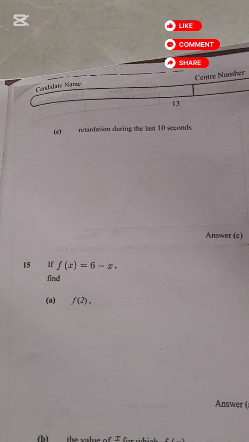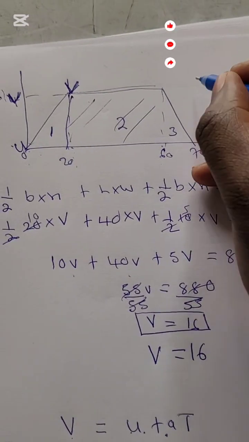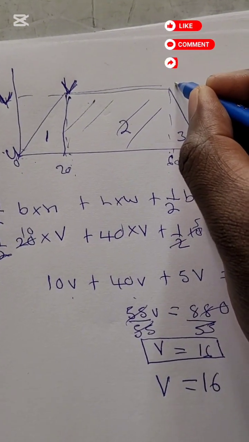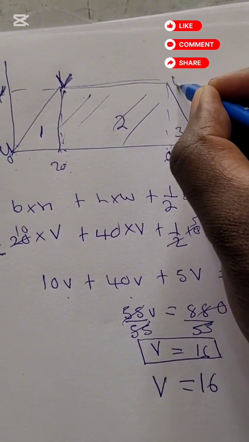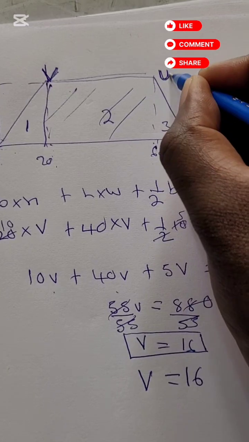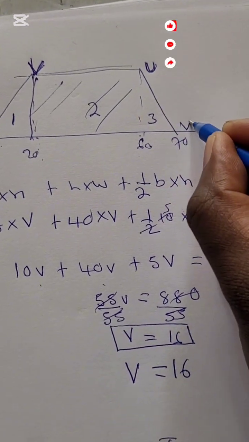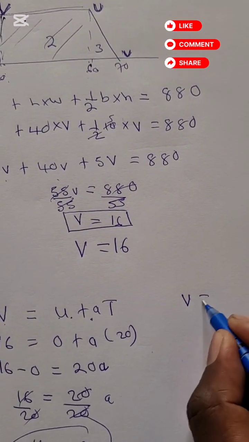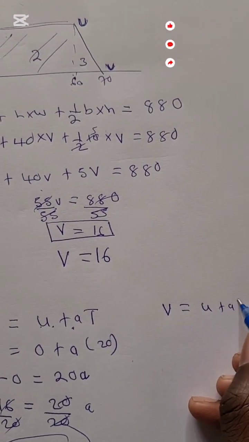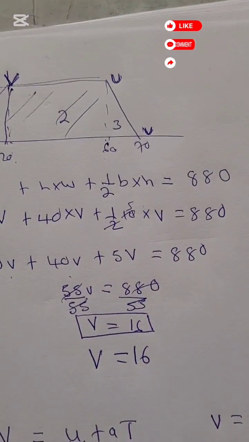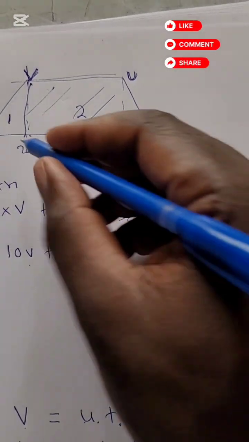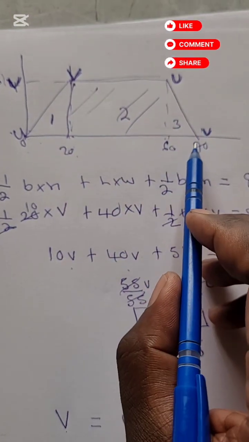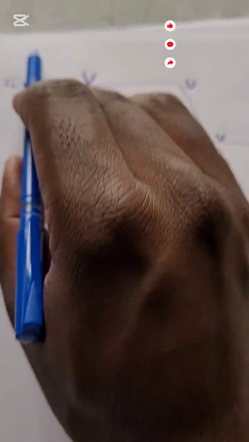C, find the retardation during the last 10 seconds. So this is the last 10 seconds. Retardation is the decrease in speed. So U is the initial starting point, then V is our final velocity. Then our formula, V is equal to U plus AT. So the value of V right here is 0.